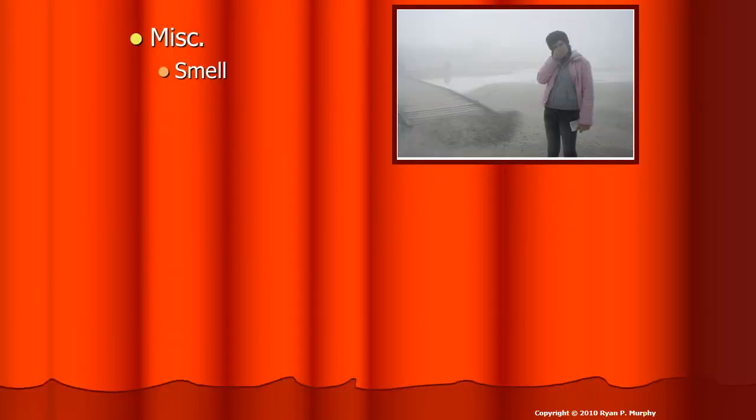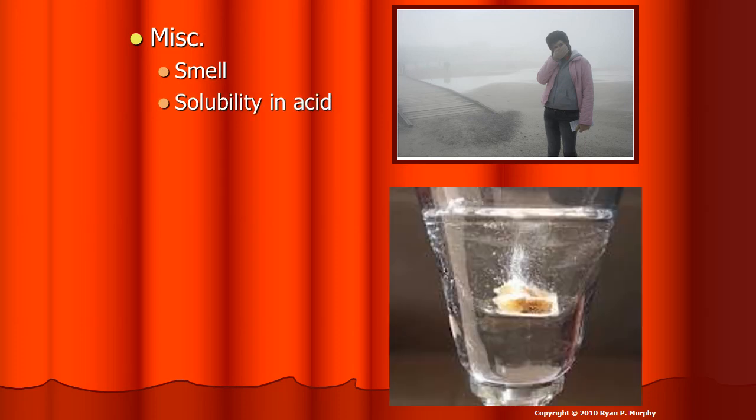And last but not least, we have this miscellaneous category. So what do we mean by miscellaneous? Well, we have things like what it smells like. For example, sulfur. Sulfur smells like rotten eggs. That's a pretty good example of that. And we have solubility in acid. That means, does acid dissolve it? Will acid eat away at it? So those are all the things that you need to know about minerals. Remember, make sure you know this stuff. Make sure you come prepared to class because you're going to have to use this stuff in the labs.